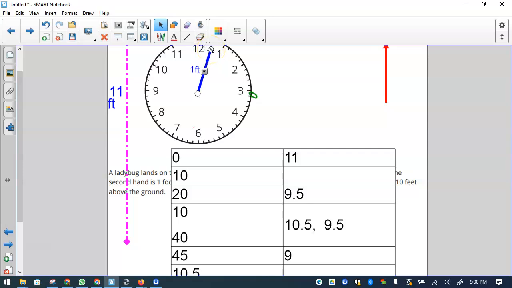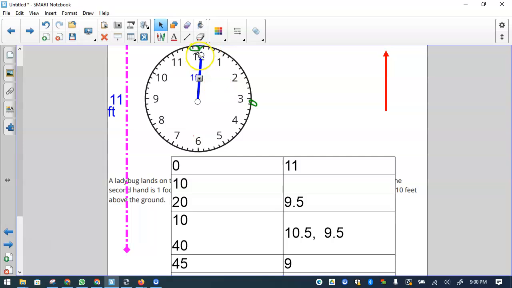So the answer to this will be: each minute the second hand completes one full rotation of the clock. This means the height of the ladybug starts at 11 foot, then goes down to 9 foot and then back to 11 foot. In between it goes 9 to 11. Here this will be 10.5, then 10, then 9.5, 9, then again 9.5, 10, 10 and a half, and then again back. So that's all you're supposed to write there.